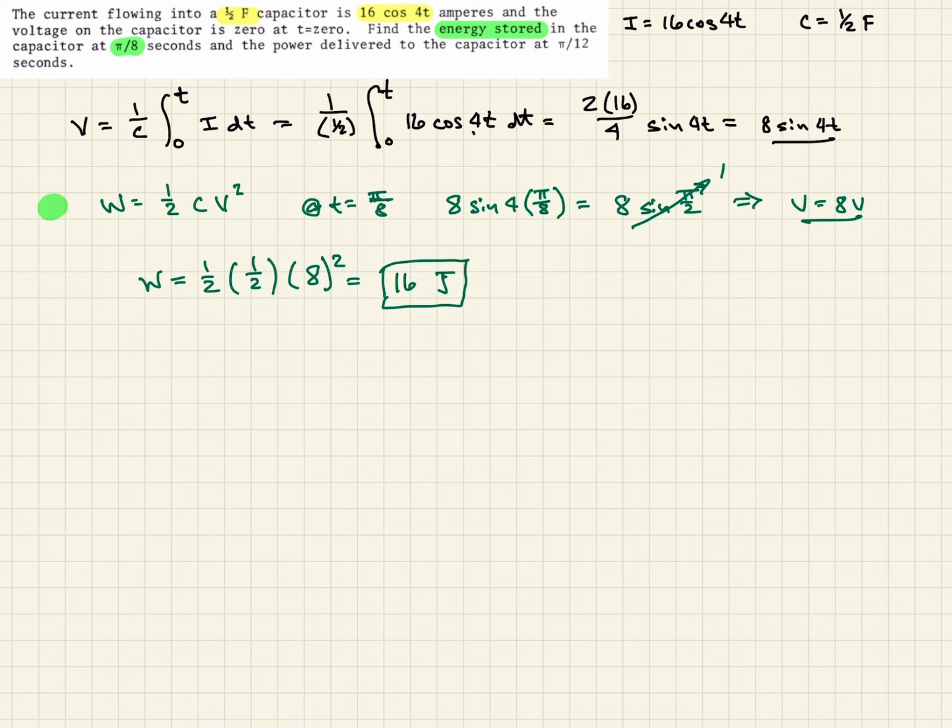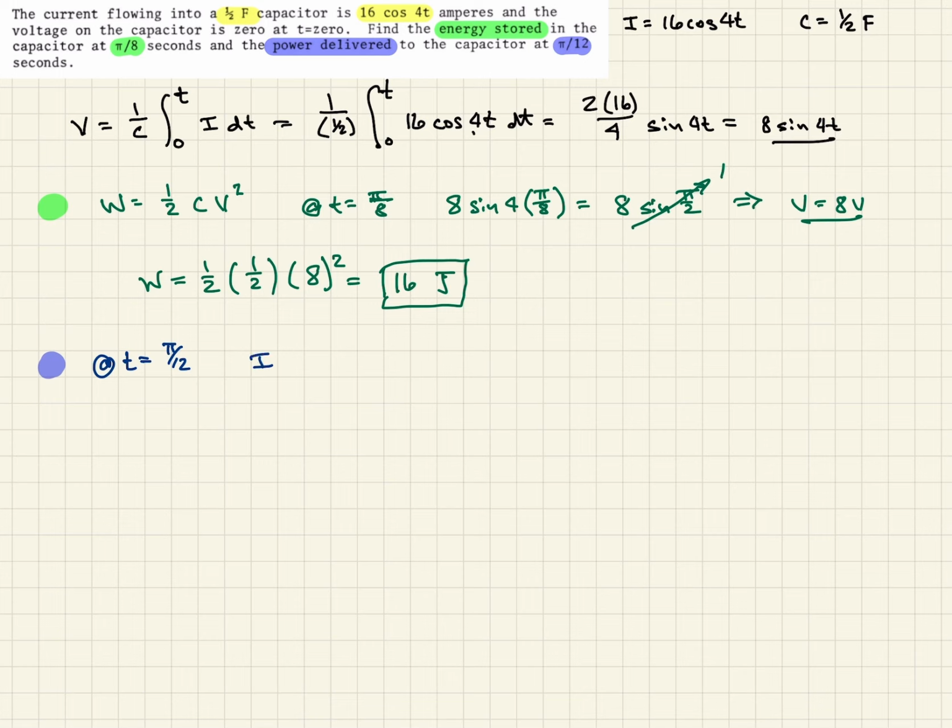Okay, so next we're going to look at the time interval of pi over 12. And at pi over 12, they're wanting us to determine the power delivered to the capacitor. So we'll come down here and do this in blue. So for power, we need voltage and current. So again, this is at t equal to pi over 12. So let's calculate both of these values then.